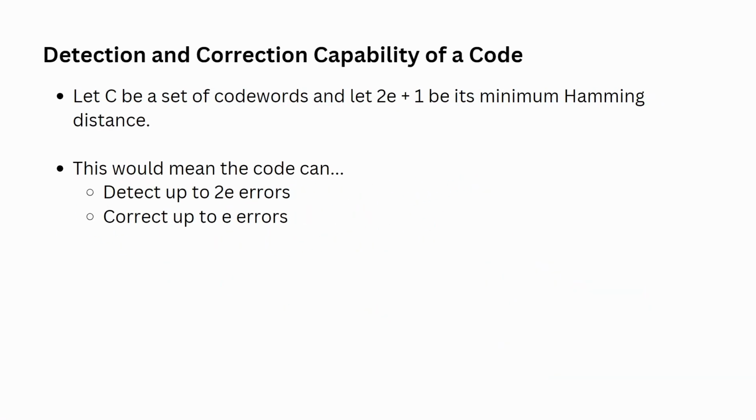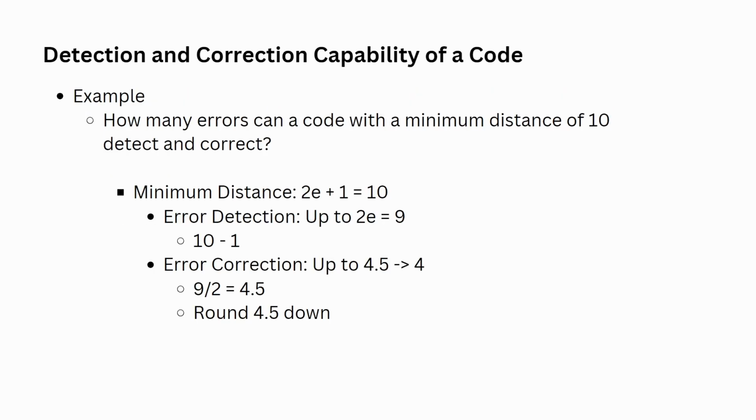Next, we have the detection and correction capabilities of a code. Let C be a set of code words and let 2e plus 1 be its minimum Hamming distance. This will mean the code can detect up to 2e errors and correct up to e errors. Let's have an example. How many errors can a code with a minimum distance of 10 detect and correct? Our minimum distance is 2e plus 1 equals 10. In order to get the error detection, we will need to subtract 1 from the minimum distance. That means 10 minus 1. So our answer is up to 2e equals 9.